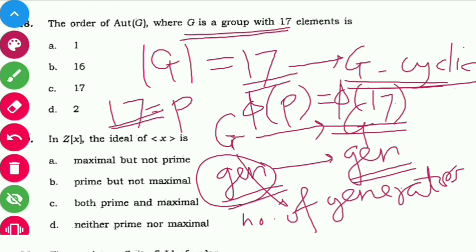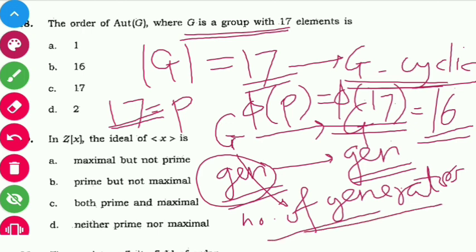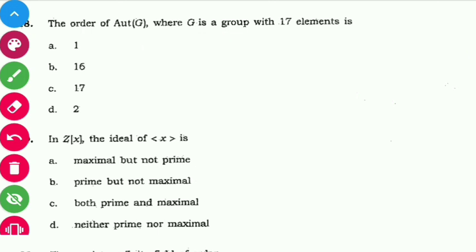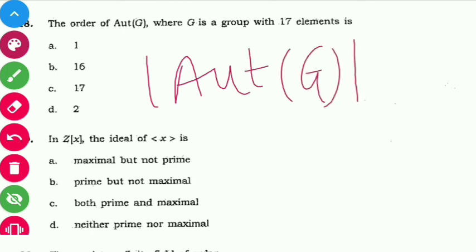Now phi of 17 is just equal to 17 minus 1, which is 16. So there are 16 generators, and hence there are 16 isomorphisms from the group G to itself. That means the cardinality of this Aut G is equal to 16. Hence this B option is the correct option. Now let us solve the next question.